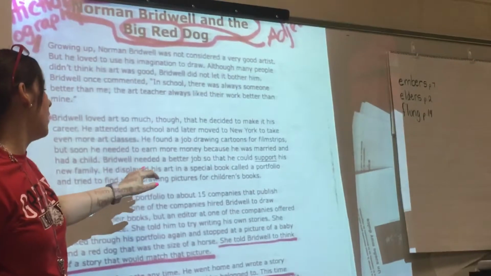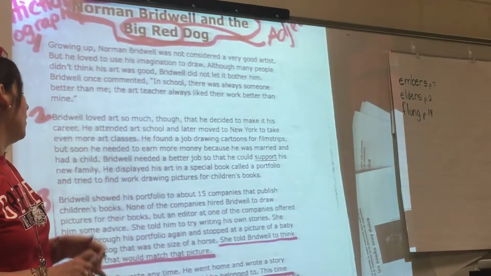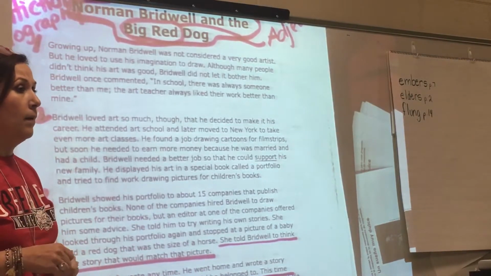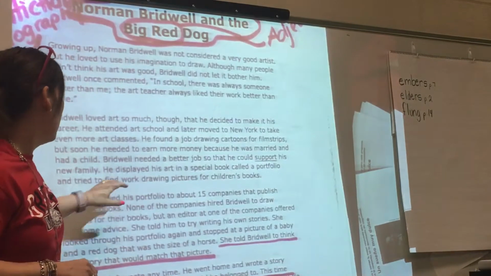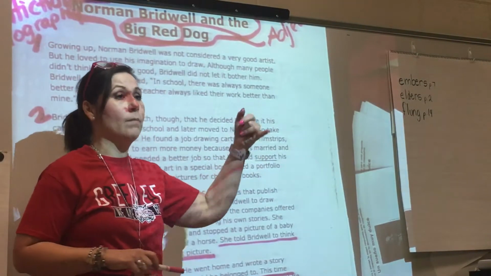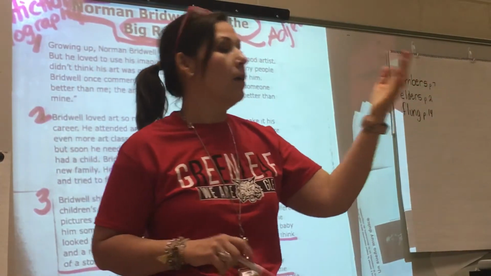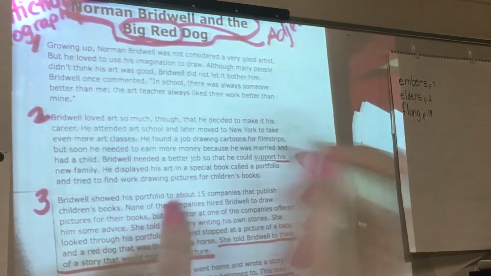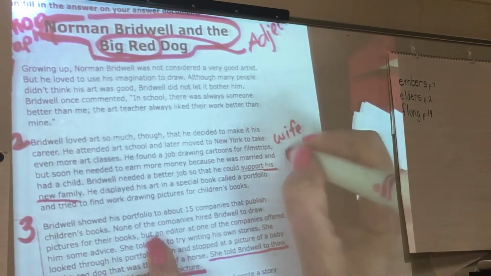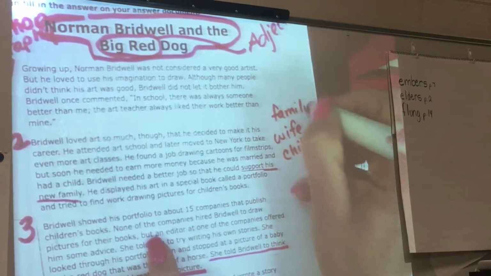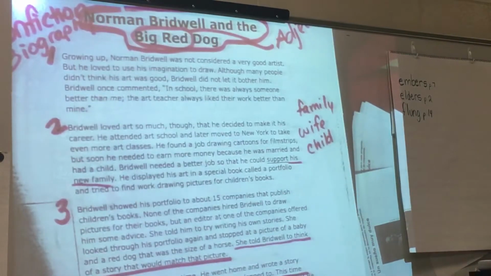He displayed his art in a special book called Portfolio and tried to find work drawing pictures for children's books. What do we see? What is it talking about? In the sentence, it's saying he needed a new job so he could support his family. Who was his family? Tell me. He had a wife and a child. His new family, and who are the wife and family? Wife, child. This is the family. And what did he need to support them?